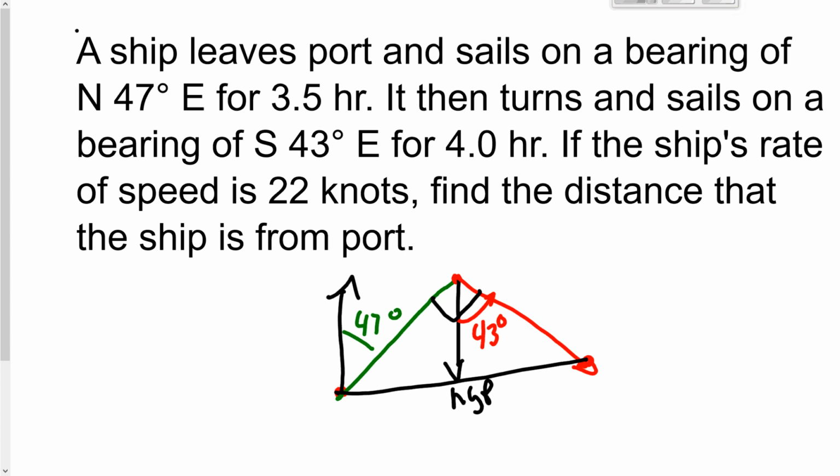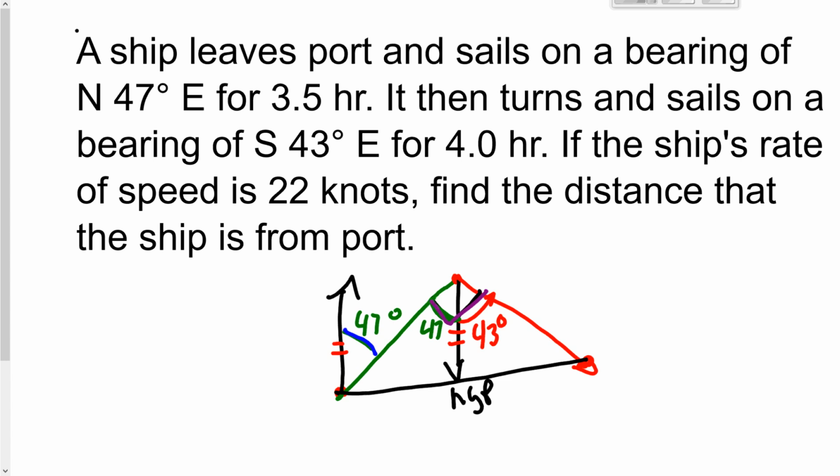Because if this is 47 degrees right here, these north-south lines right here are parallel, right? So they're parallel to each other. This distance that we traveled at first for 3.5 hours, this green one, means these two angles right here are going to be 47, right? Because that's a transversal crossing two parallel lines. So this is also going to be 47, and 47 plus 43 is 90. So that's why we have a right angle right here.